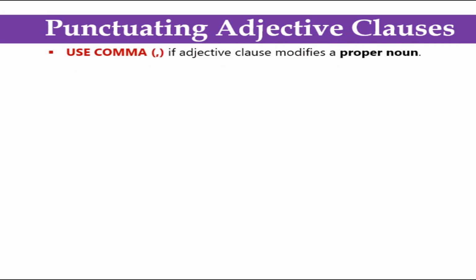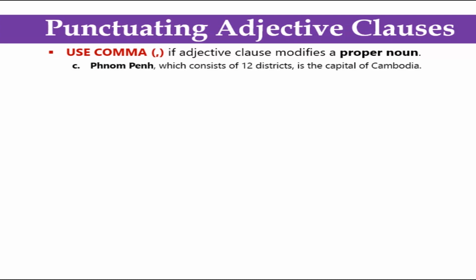You use a comma if the adjective clause modifies a proper noun. For example, let us see. C. Phnom Penh, which consists of 12 districts, is the capital of Cambodia. D. We saw, whom I met yesterday, studies at AIS.